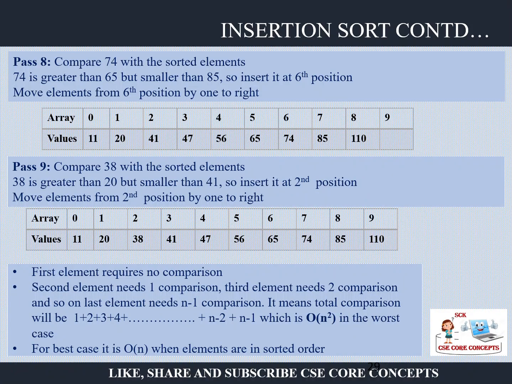But in the best case, some of the elements are already in sorted order and the number of comparisons does not require much swapping. So it can go for O(n) where the elements are in sorted order. That means my array is already sorted. I am just checking, but I don't need to do any type of swapping. So I will go through the array only once, right? So it will come out to be O(n).